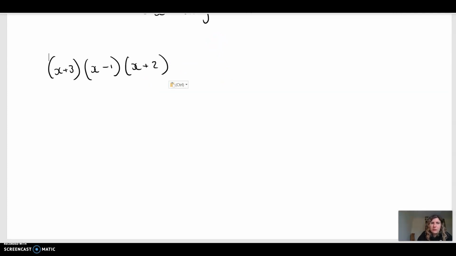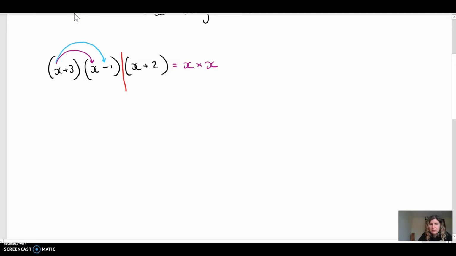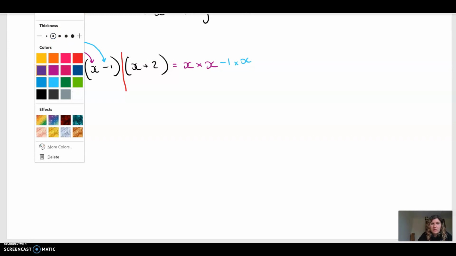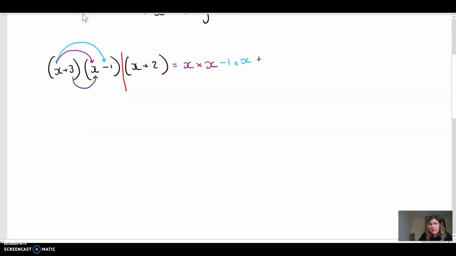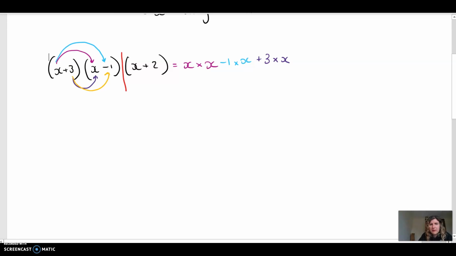So again, first thing we're going to do is focus on 2 brackets for the moment. So I'm just going to put a line through here. We're going to deal with that x plus 2 later on. First, I'm going to multiply the first 2 things together. So x times x. Then I'm going to look at the first thing and the last thing. So x times minus 1, so negative 1 times x. Again, always write the number first. Then we're going to look at 3 times x, so plus 3 times x. And then the last one, 3 times minus 1, so minus 1 times 3. Okay, so we're still ignoring that x plus 2.